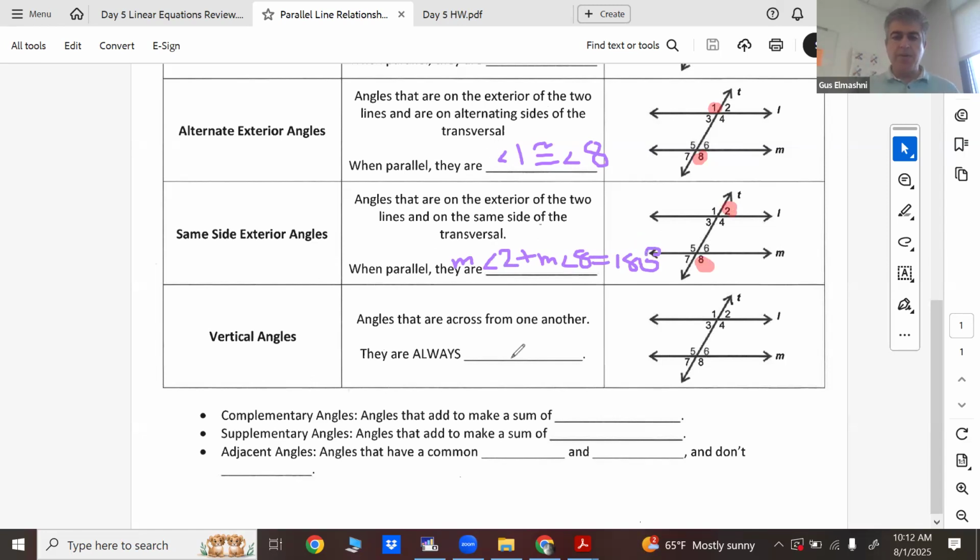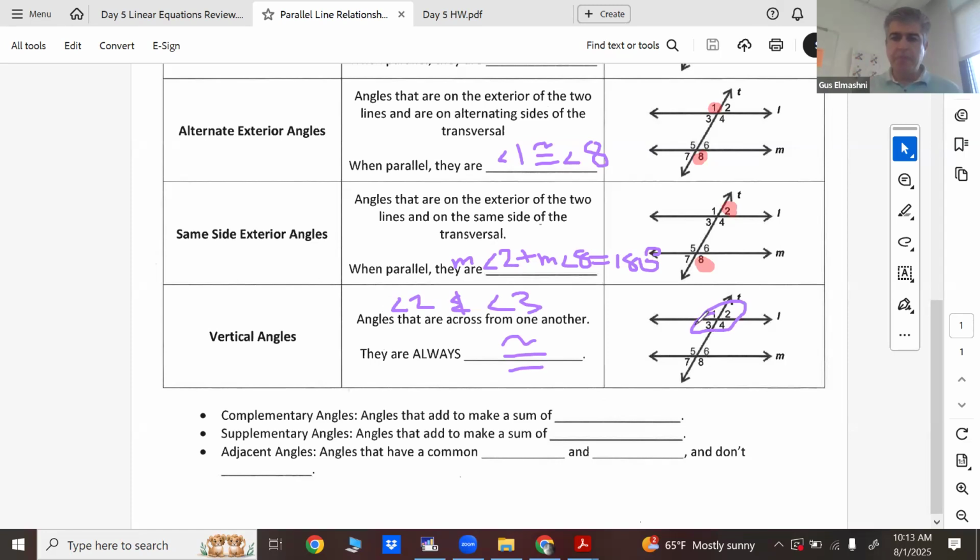And lastly, vertical angles, they're always congruent. For example, like angles 2 and 3. Those are clearly directly opposite of each other, or across from each other.